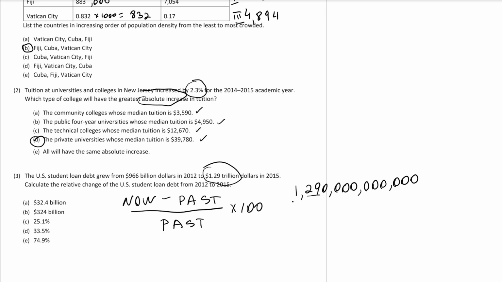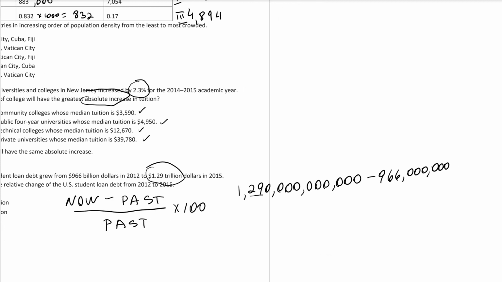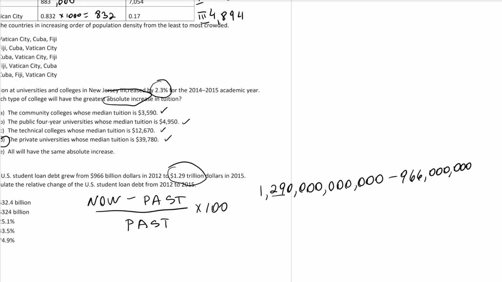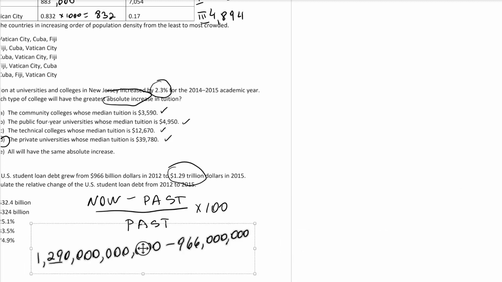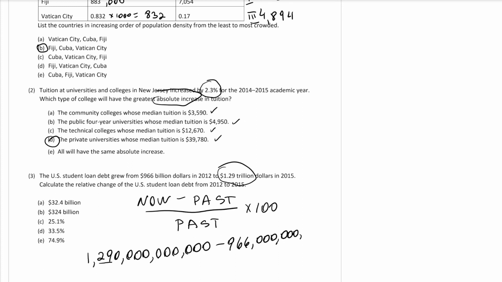And then you will subtract the past amount, which is 966 billion. Billion is 9 digits. It doesn't even fit right here on the screen. I'm going to move this down a little bit because I want to print out the solutions. Okay, and let me write it. So 3, 6, 9.